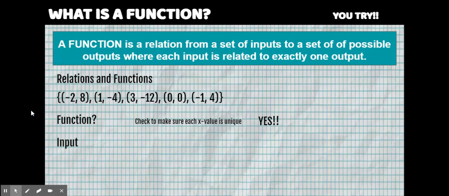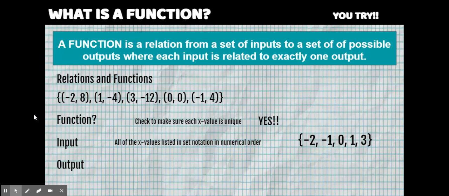The input values. What are the input values and what do they need to be written in? All of the X values listed in set notation, those are your braces, in numerical order. So what does our input look like? Yes, in numerical order, we have -2, -1, 0, 1, 3 as our X values within our relation. So what are our output values? Output values are all of your Y values from your relation listed in set notation in numerical order with no repeats. Again, that's a huge importance and difference between input and output.